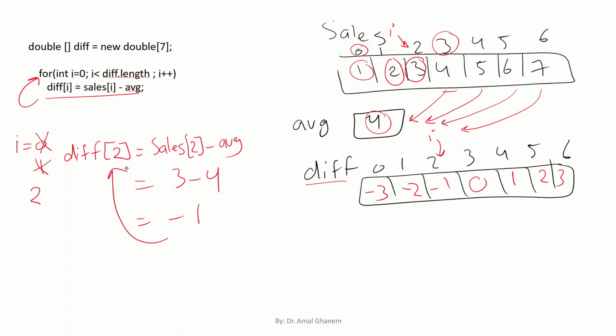And by this, you will finish your loop and you will have all of the differences saved in your difference array. And then once you output the difference array, you will have the numbers minus 3, minus 2, minus 1, 0, 1, 2, and 3. So the idea we have to concentrate on is that I'm using one for loop and I'm using the same index i for the two arrays.